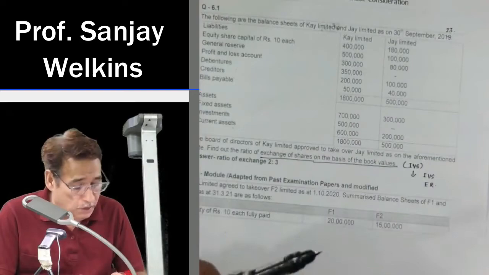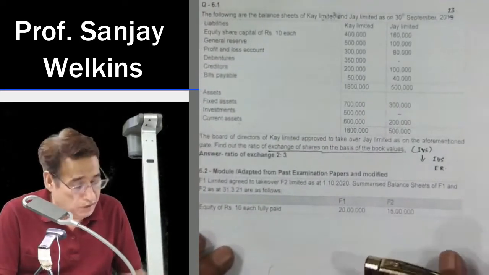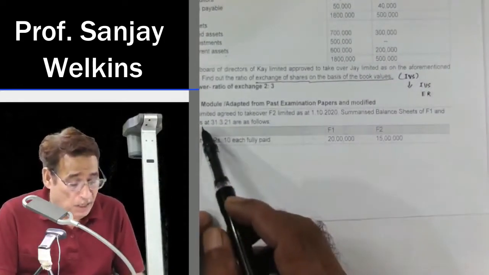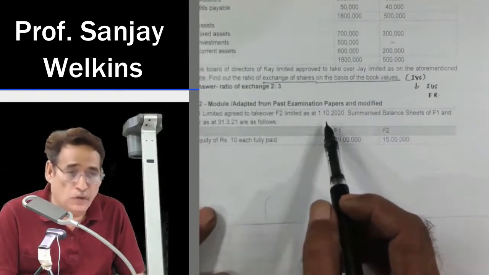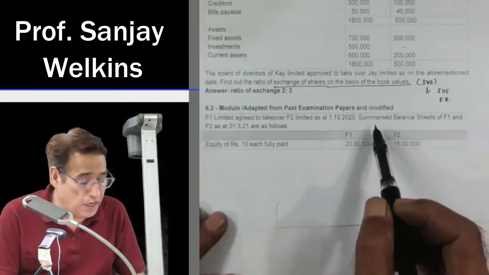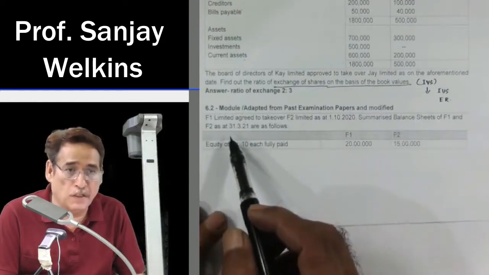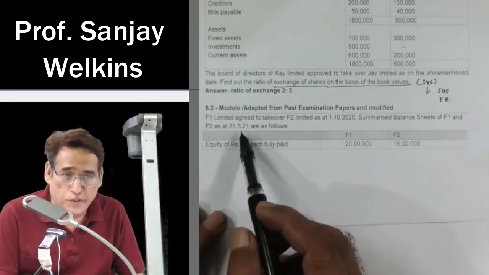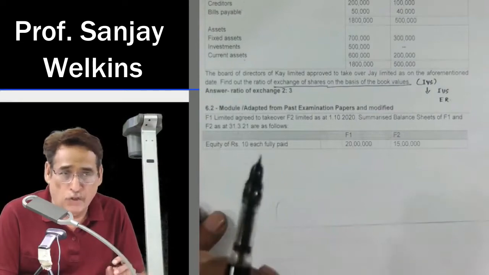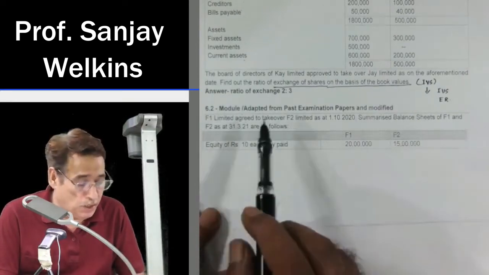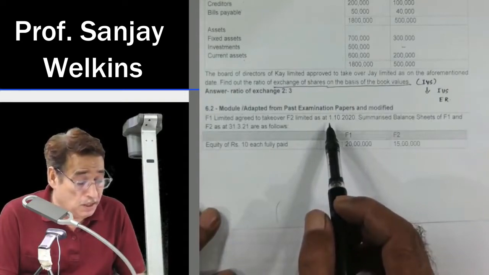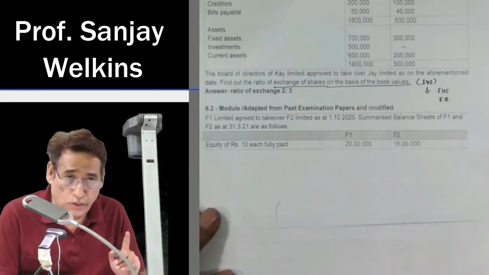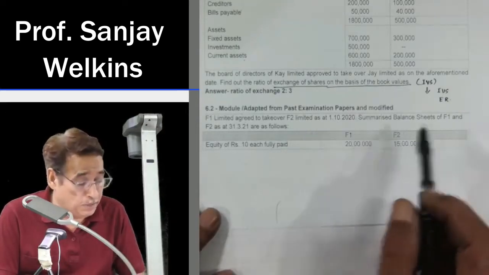6.2 taken from module, adapted from past examination papers, and modified in the sense that I sometimes change the dates and of course the names. F1 Limited agreed to take over F2 Limited as at 1/10/2020, and the summarized balance sheet of F1 and F2 Limited as at 31st of 3/2021 is given to you. So balance sheet is given on 31st of 3/2021. It means accounting year must have started on 1/4/2020. Besides that, we have been given that F1 took over F2 Limited on 1/10/2020. Correct? Not on 1st April 2020, but almost 6 months later.